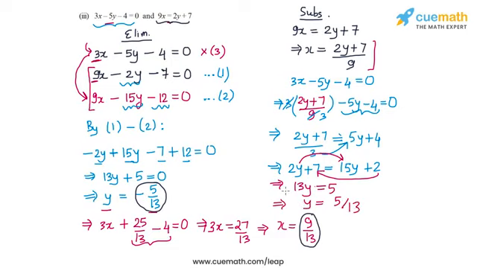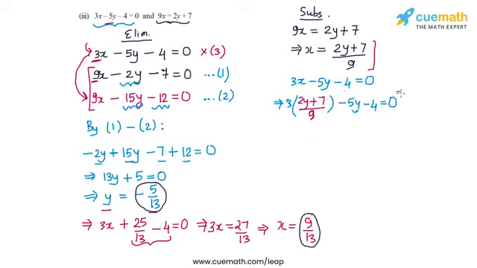So now this is an equation in y alone. So let's simplify it and find the value of y. So we have 3 times 3 is 9. So the first term becomes (2y + 7)/3.